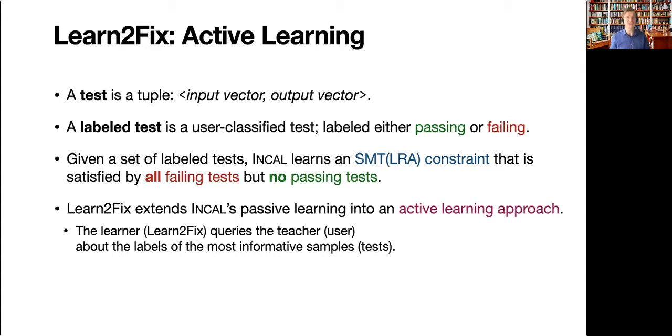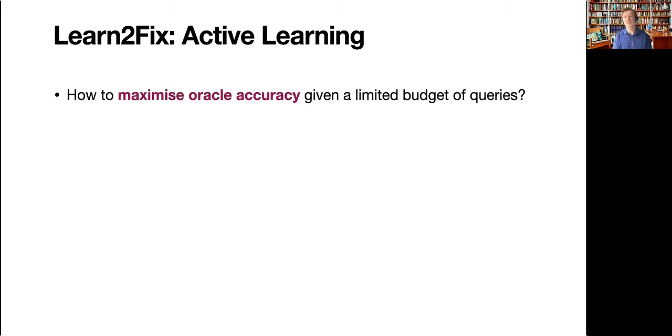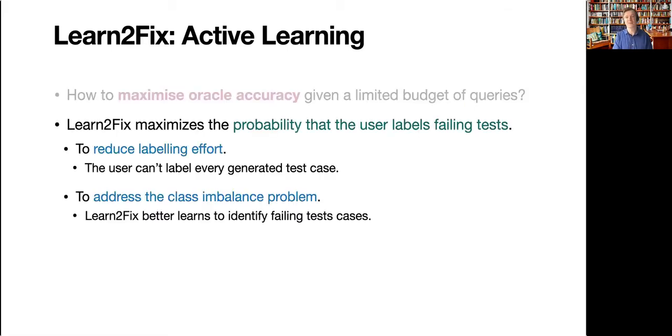And we extend this passive learning into an active learning, where Learn to Fix is the learner, the user is the teacher, and the learner queries the teacher about the labels of the most informative samples. Not about all samples, the samples are tests, but the most informative ones. So how do we maximize the oracle accuracy, given only a limited budget of queries? So what we do is we maximize the probability to present to the user failing test cases. And this is to reduce the labeling effort. So we can't present all generated test cases. The user just doesn't have the time to label all of them. And it also addresses the class imbalance problem. So a test case is much more likely to be passing than it is failing. So by increasing the probability to present failing test cases, Learn to Fix also better learns to identify such failing test cases.